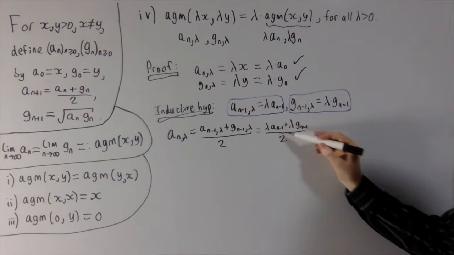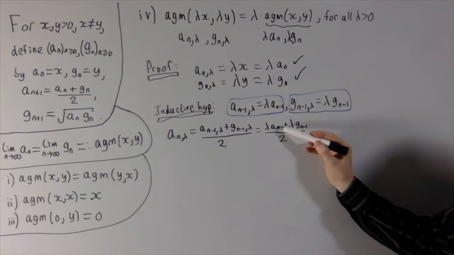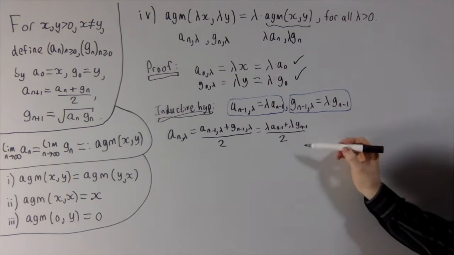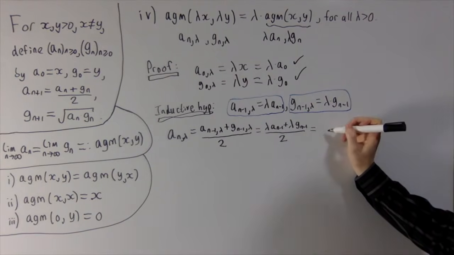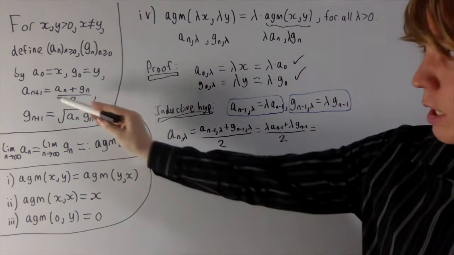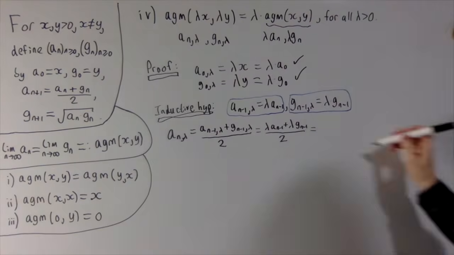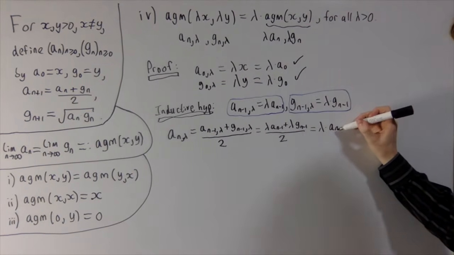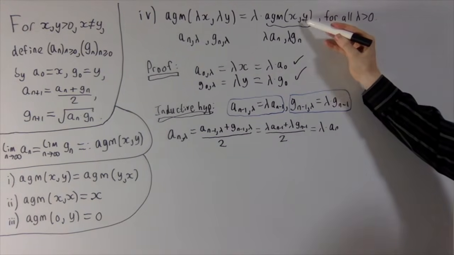Then taking out a factor of lambda here, you'll see you've got lambda multiplied by a_{n-1} plus g_{n-1} all over 2. And remembering your definition of what is your a_n, this is equal to lambda multiplied by a_n, where now this a_n is for this sequence without the lambda.